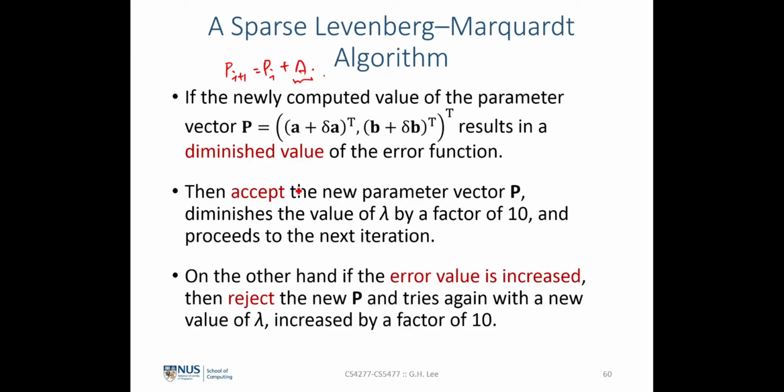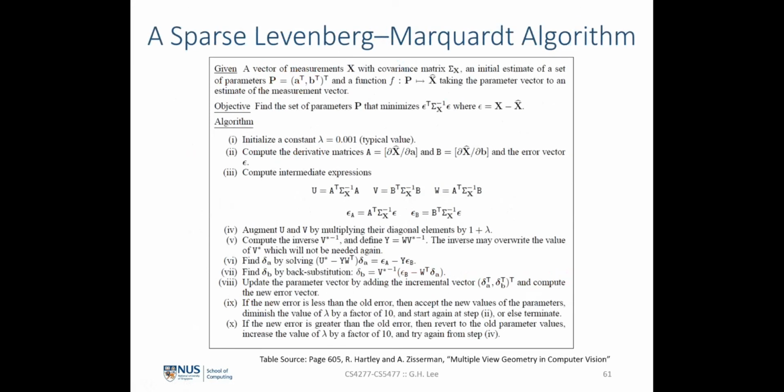We'll also follow the way that we increase or decrease lambda in the naive Levenberg-Marquardt algorithm that we have seen earlier on. And here's a table that summarizes the sparse Levenberg-Marquardt algorithm that I have talked about earlier on.